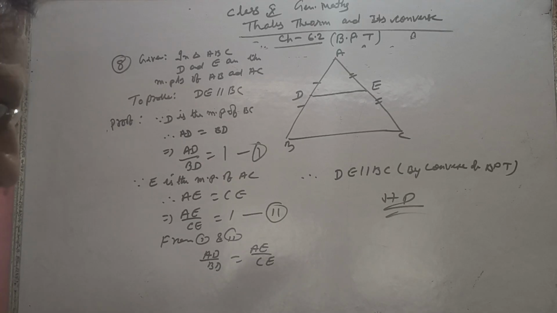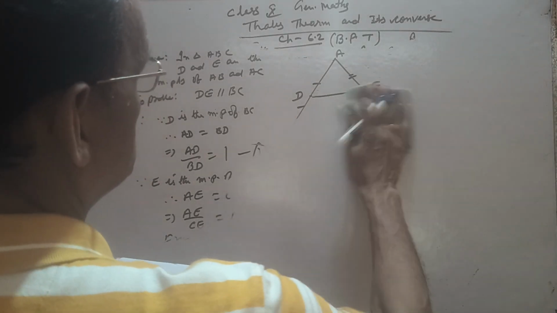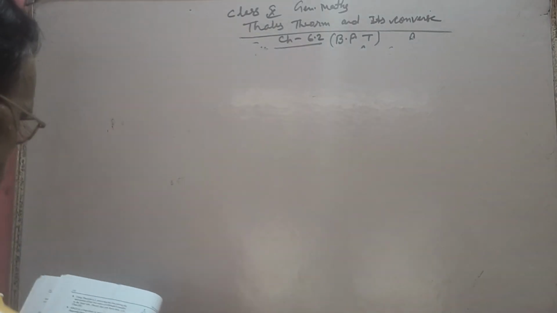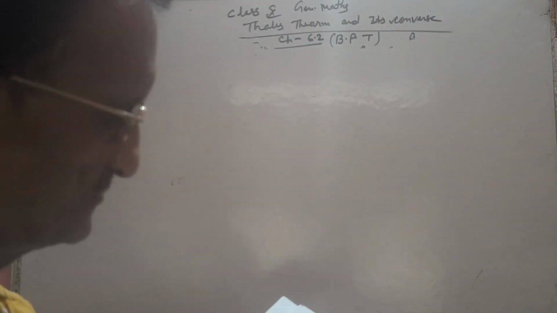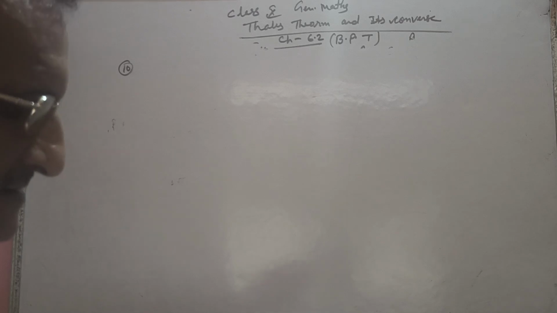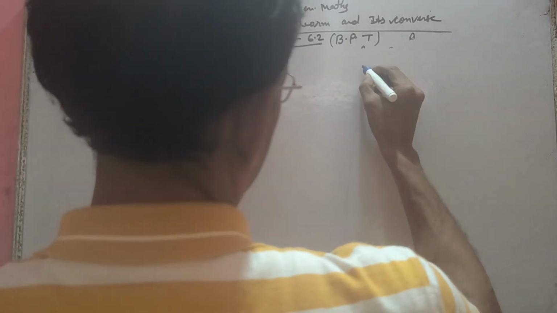Question number 9, the very simple sum, you can do it. 10 is very important, and when I explain number 10, you can understand number 9 also. So now I am doing number 10. Question number 10 is, let me read the question. If the diagonals of a quadrilateral intersect each other such that AO by BO is equal to CO by DO. Diagram I will draw.